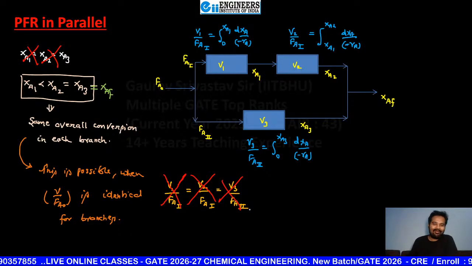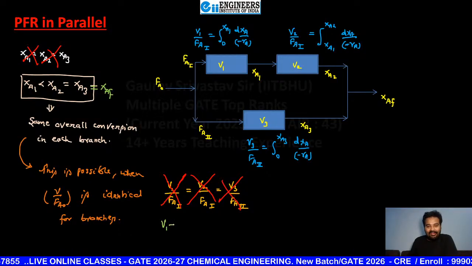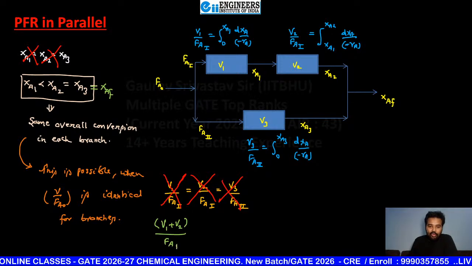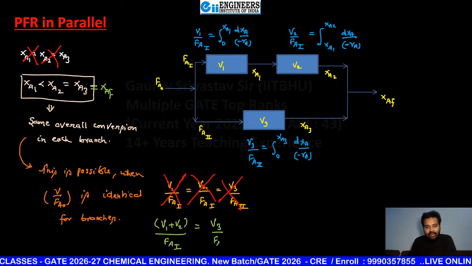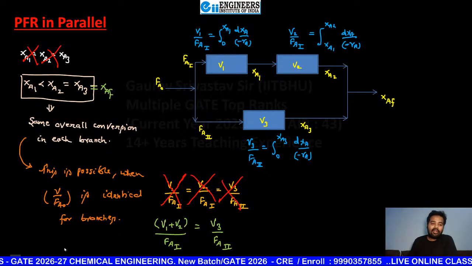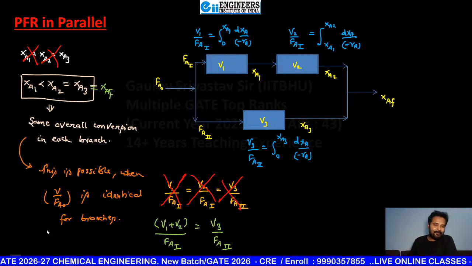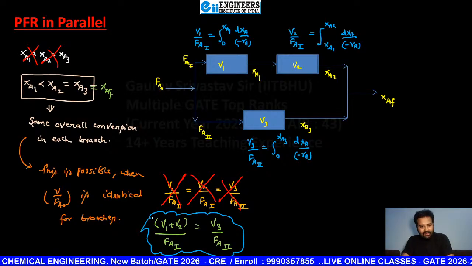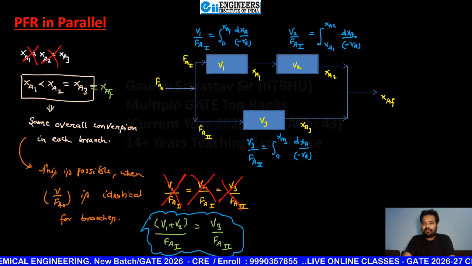Very good. क्या बात है भाई. So clearly for the first branch the total volume is not V1, not V2, it's V1 plus V2. So for this case V1 plus V2 by FA1 becomes equal to V3 by FA2. Only in this manner beta you will get same overall conversion in each branch. बोलो सभी बच्चा लोगों को क्लियर है? Everyone crystal clear ना? Tell me बेटा, सभी को क्लियर?